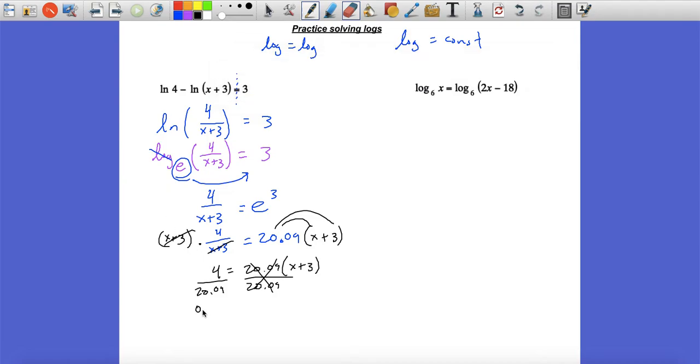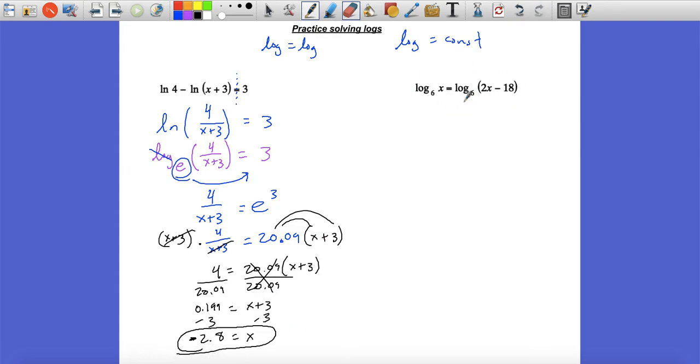So 0.199 equals x plus 3. Subtract 3. And we essentially get negative 2.8 equals x. And that is our answer for x.